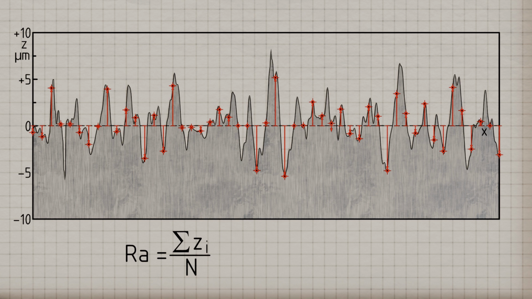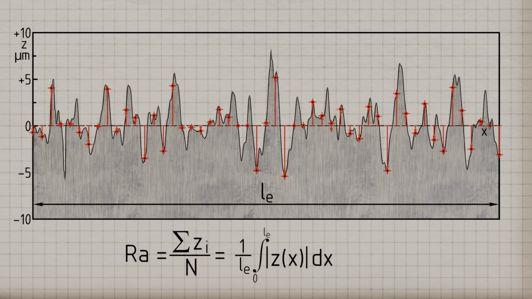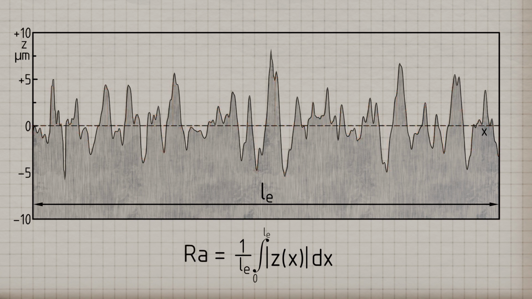Mathematically, the calculation of the RA value is therefore performed by calculating the area enclosed by the roughness profile and the mean line. This corresponds to the integration of the absolute value of the roughness profile, which is then divided by the evaluation length LE. The following procedure is behind this.